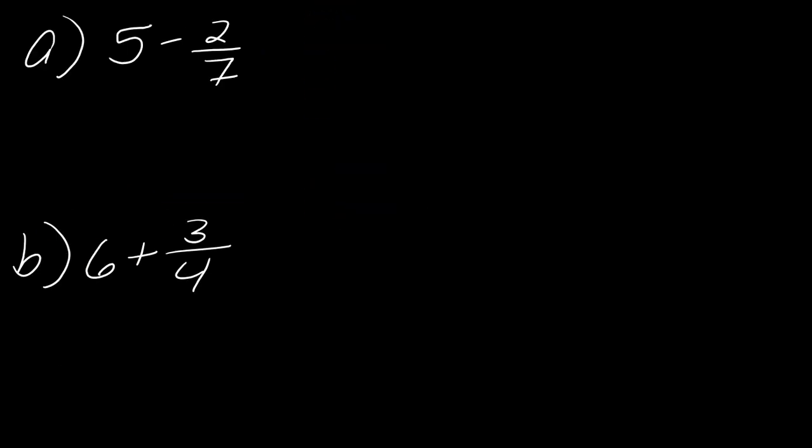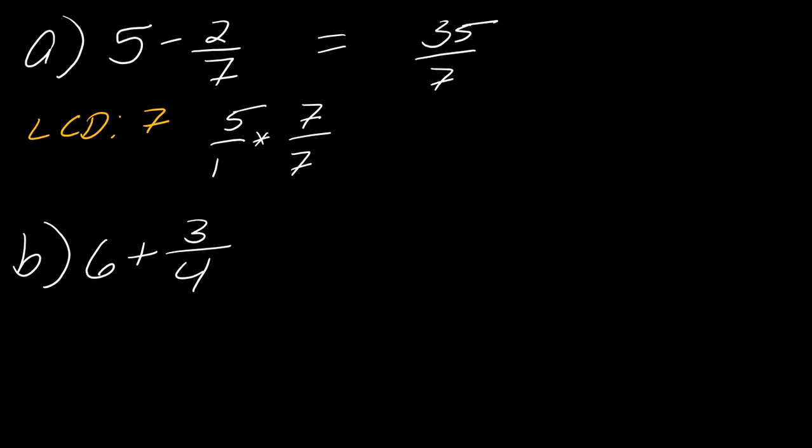So I want you to try the same thing here just to ease you into this. Pause the video, give these two a try, and hit play when you're ready. Okay, so in this case, the LCD that I want is going to be 7. So I'm going to take this 5 over 1, and I want it to have a denominator of 7. So I need to multiply this 1 by 7, and whatever I do to the bottom, I have to do to the top. So here's the structure of how I'm going to convert this 5 into an equivalent fraction over 7.